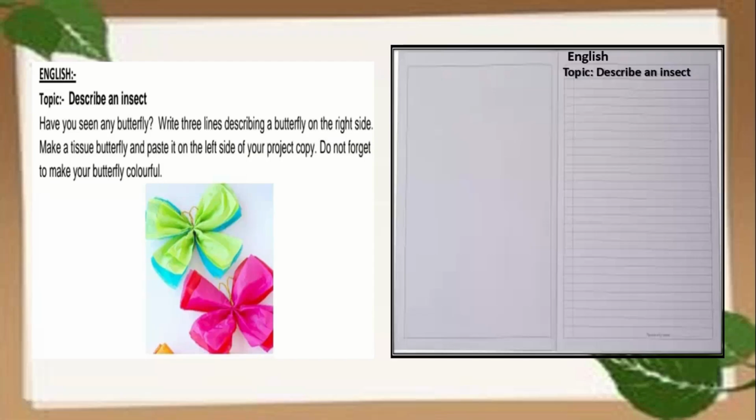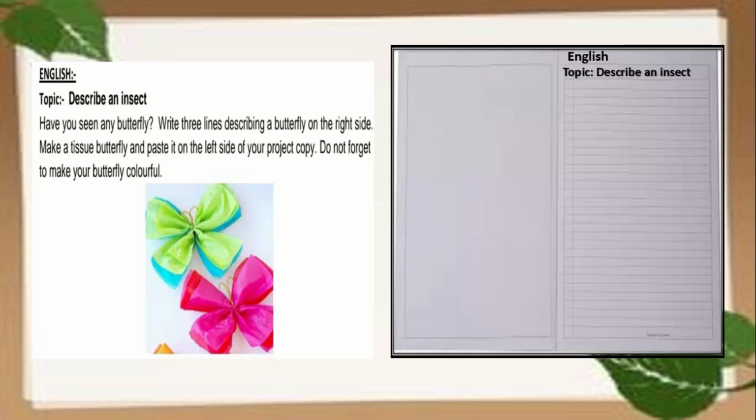Now, I will discuss your project topics one by one. For the subject English, the topic is describe an insect. So, what you will have to do? First, you will have to write English on the top of the ruled page. Then you will write topic, that is describe an insect.